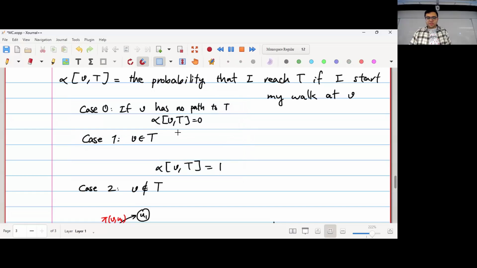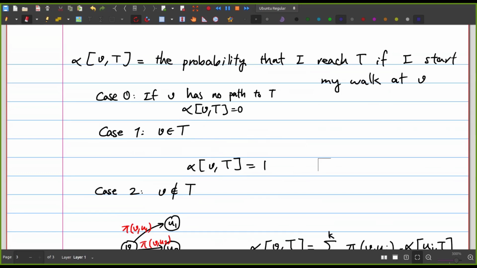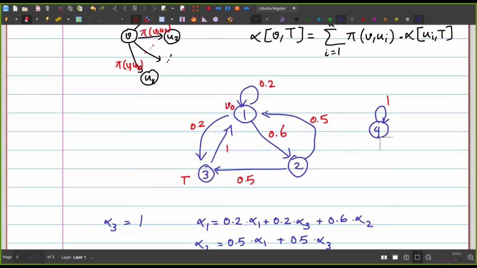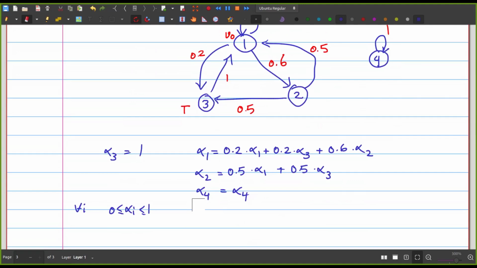Is this enough to make sure I have a unique solution? So with this new rule, it means that when I have a situation like this, when I have a vertex like vertex 4 here that cannot reach any of my target vertices, I'm not going to add an equation that just says alpha 4 is equal to alpha 4. Instead, I'm just going to add an equation saying that alpha 4 is 0. Okay. So this is good because it helps me with some of my problems. At least now I cannot have many different solutions due to having different values for alpha 4. I know that my alpha 4 has to be 0.